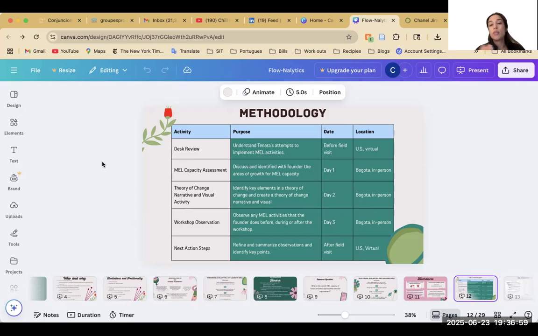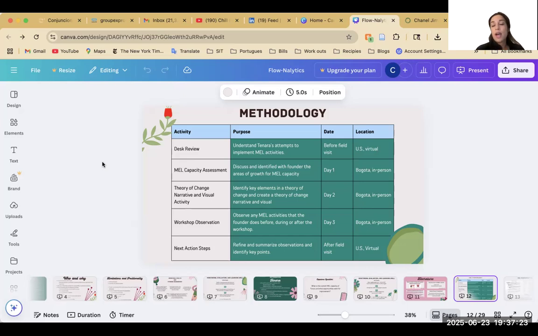So then I went to Colombia. I discussed and identified with the founder the areas of growth for MEL capacity. And then I did a theory of change narrative and visual activity with the founder, where we identified key elements in the theory of change and created a theory of change narrative and visual.